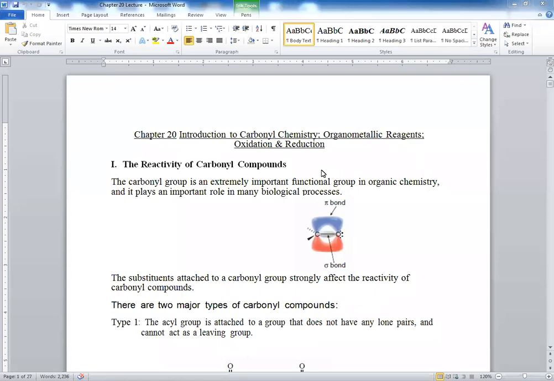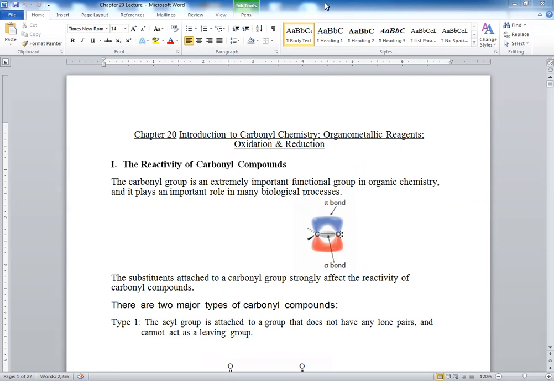So let's begin by saying that the carbonyl group is arguably the most important functional group in organic chemistry because of its importance in biological processes and because there are plenty of reactions that involve the carbonyl group.